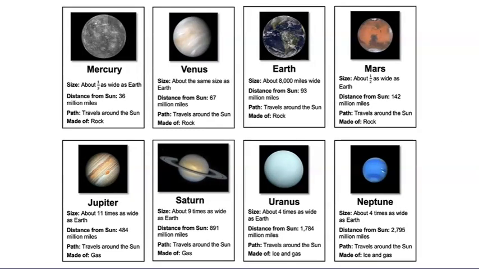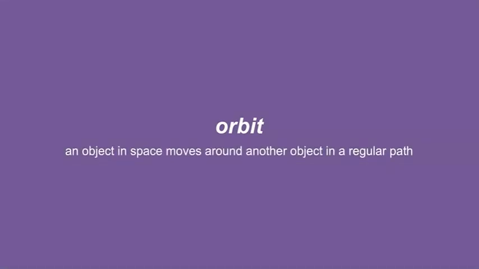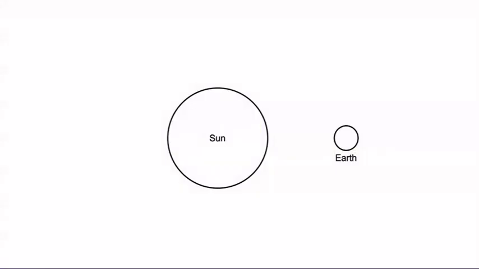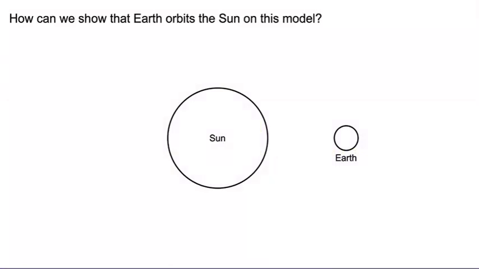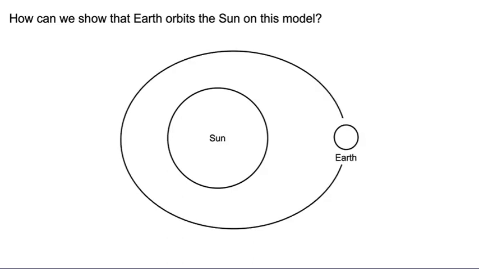Let's look at the similarities again. We notice that all the planets travel, or orbit, the Sun. To orbit means to travel around, such as when an object in space moves around another object in a regular path. All the planets, including Earth, orbit the Sun. Let's look at our space view model again. How can we show that Earth orbits the Sun on this model? Do you think we can draw a line to show Earth's path around the Sun? Great idea.